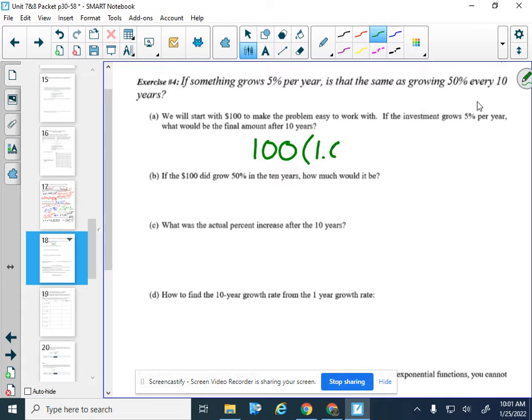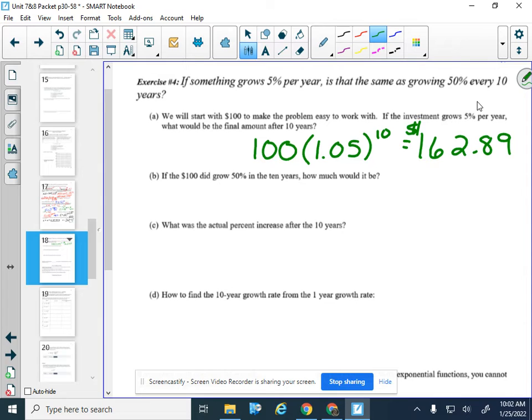So that's 1.05 to the 10th. And if I type that in my calculator, I would get that I have $162.89. So that's what we know is true from our basic exponential formula.